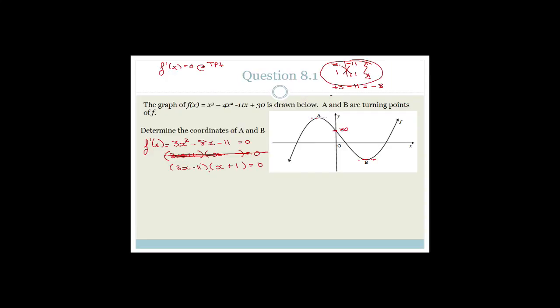So therefore, you now need to solve, so 3x is equal to 11, so x is equal to 11 over 3, or x equals minus 1. So the x value of this is going to be minus 1 and the x value of this is 11 over 3. And now we need to find the y value. And the way we find the y value is to substitute these x values back into the original. Okay, so we do that, and we can do that by using our calculators.